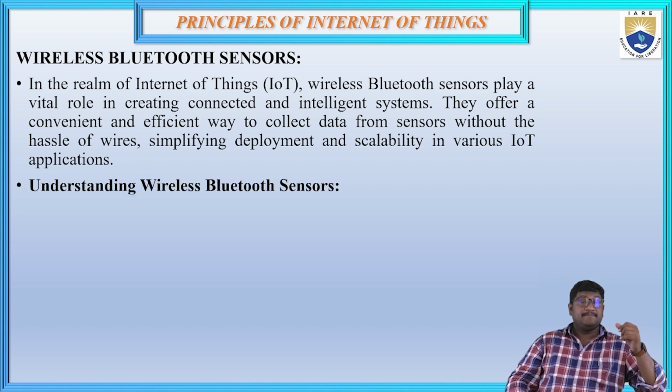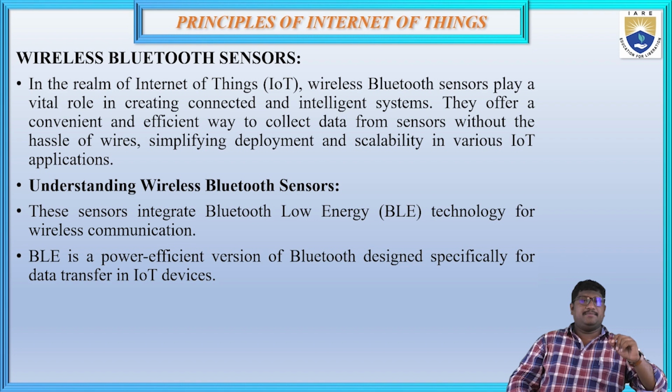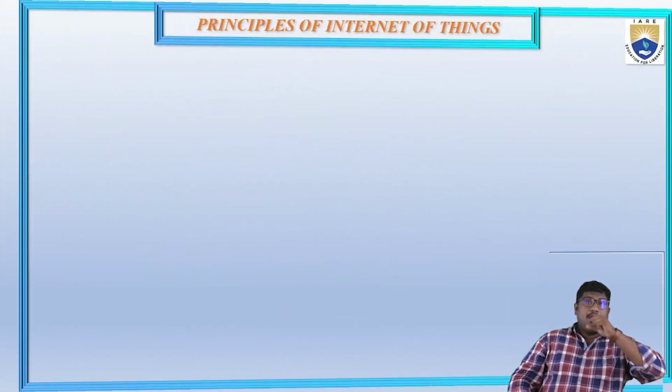And you need to understand how these wireless Bluetooth sensors function. These sensors integrate Bluetooth Low Energy technology for wireless communication. It is a power efficient version of Bluetooth designed specifically for data transfer in IoT devices, which offers a wide range, typically 100 meters, with low power consumption, making it suitable for battery powered sensors also.